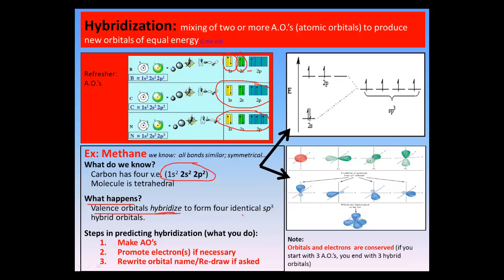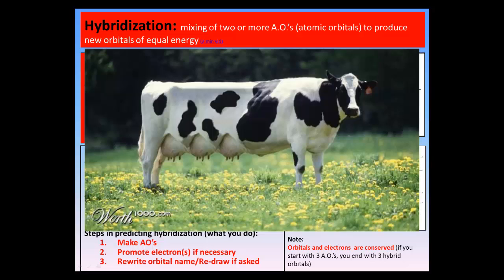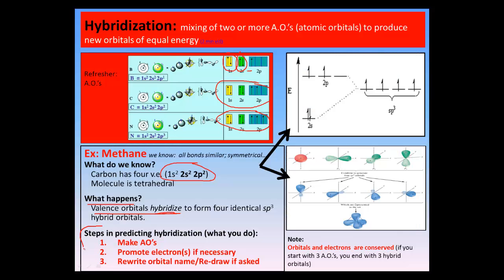So if you think of hybridization, you might have one kind of cow and another kind of cow hybridized. You probably should write down what's in the bottom left-hand corner, what's in red here. You make the AOs, and then you promote electrons if necessary, and then you rewrite the orbital name and redraw them if you're asked to do that. Another thing, on the bottom right hand corner in red again, is something that you should probably write down. Orbitals and electrons are conserved. That is to say, you don't lose or gain a certain number of orbitals or electrons.